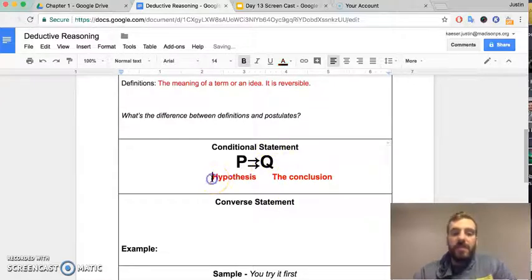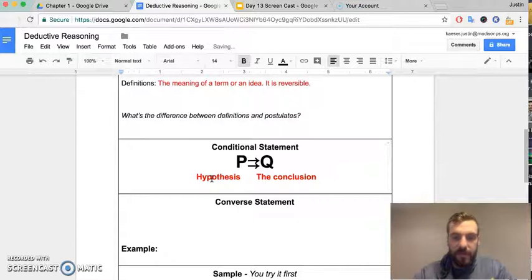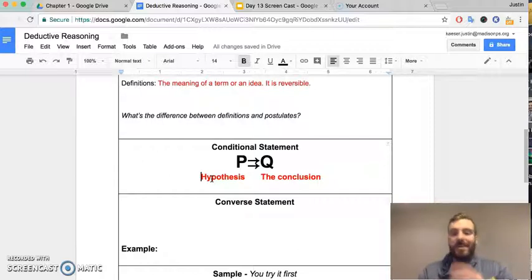If it rains, I will bring my umbrella from home. That is a conditional statement. Again, if it is raining outside, then I will bring my umbrella, or then I will wear my rain jacket, or then I will get wet. There are many different conclusions from one hypothesis.